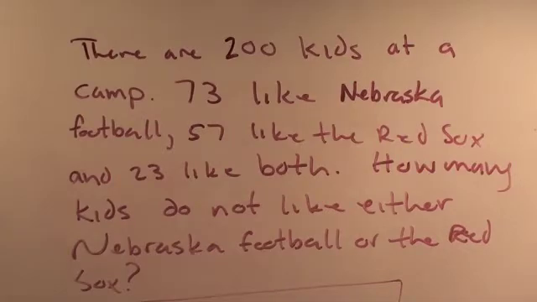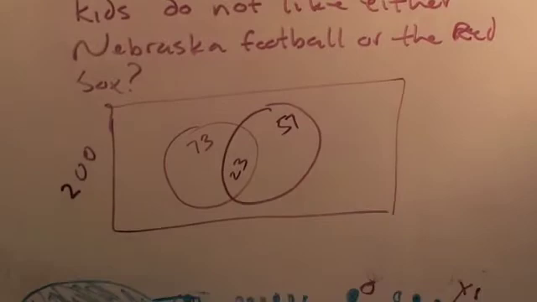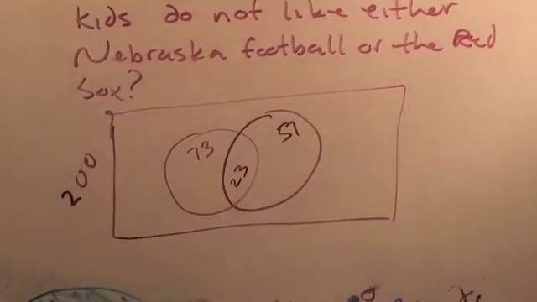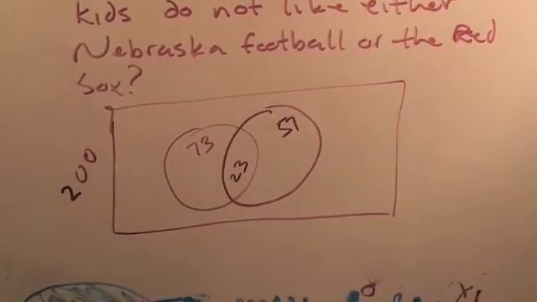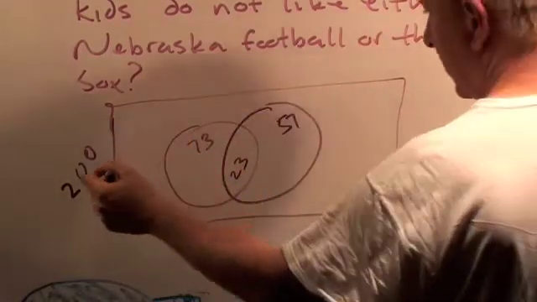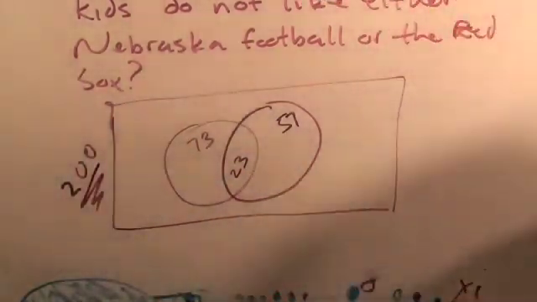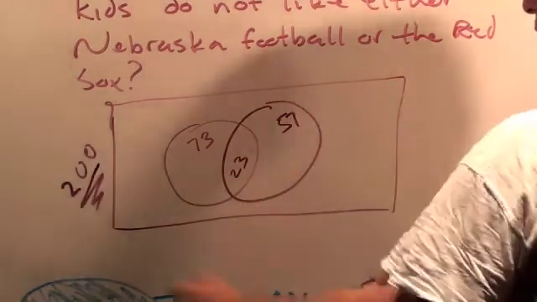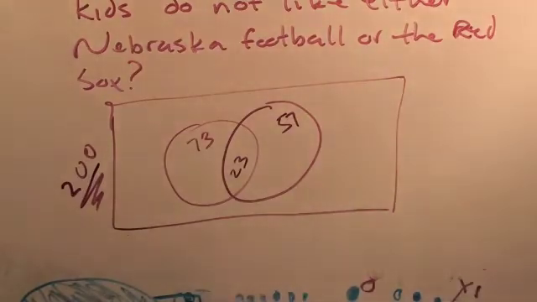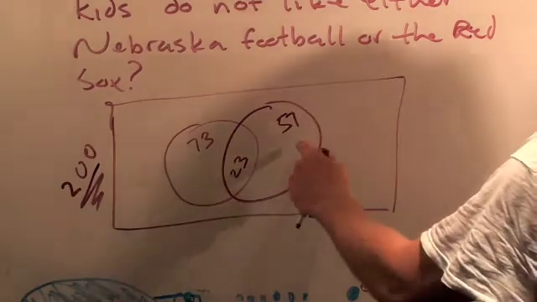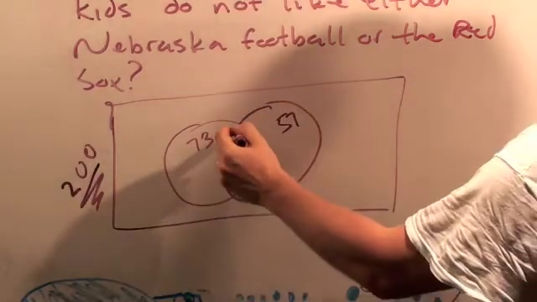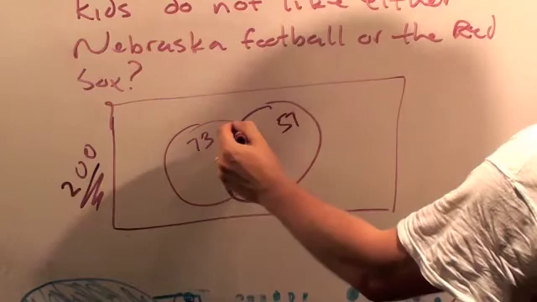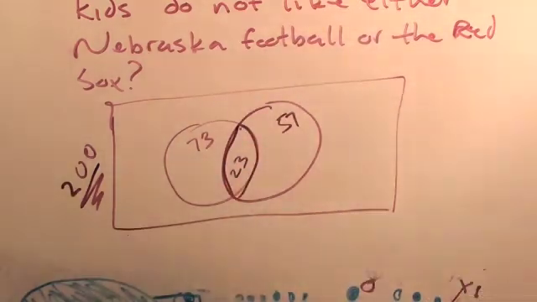Okay. So in order to do problems like this, we draw a little picture that I've already drawn up there. We draw a big box and we say there are 200 kids inside of this box. I draw one circle and that 73 is supposed to represent Nebraska football. And this 57 is the Red Sox, and this overlap, where the circles overlap right here, that's what represents both.